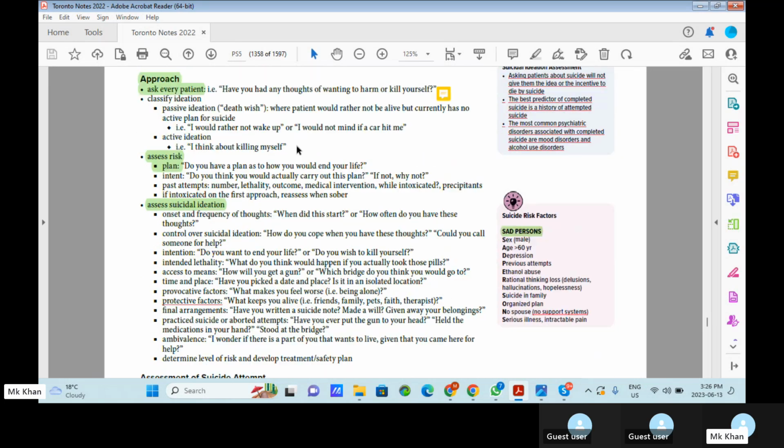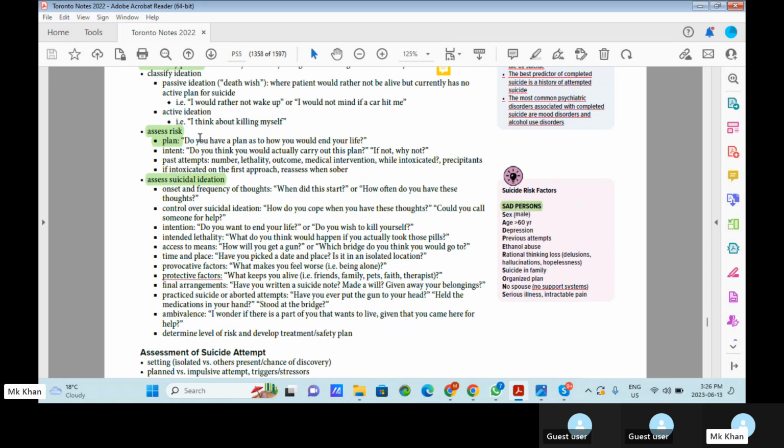So how will we approach the patient with suicide ideation? Ask every patient, do you have any thought of wanting to harm or kill yourself? Classify the ideation. Is it passive or active? Passive is like a death wish, where the patient would rather not be alive but currently has no active plan. For example, I would rather not wake up, or I would not mind if a car hit me. Active ideation is, I think about killing myself.